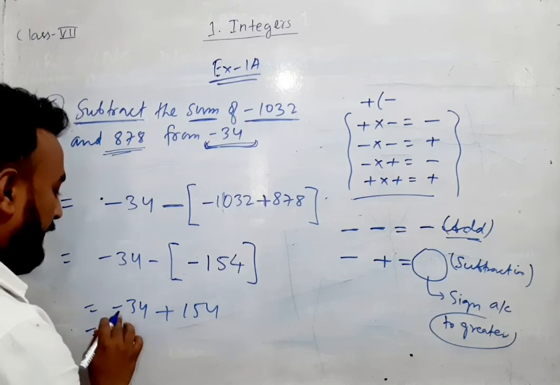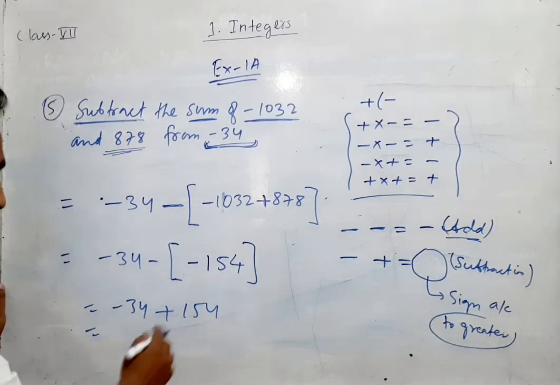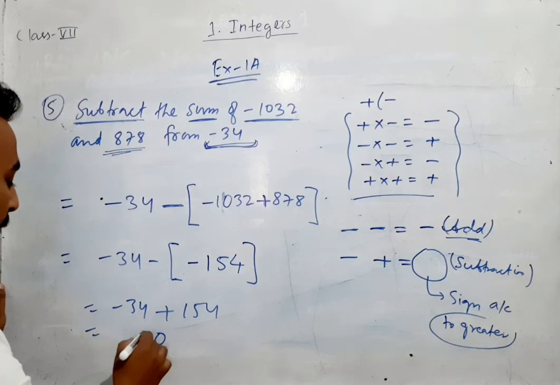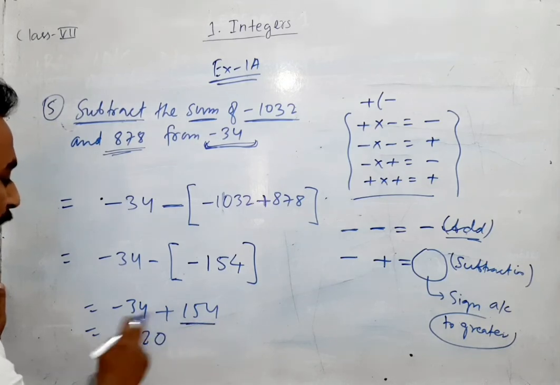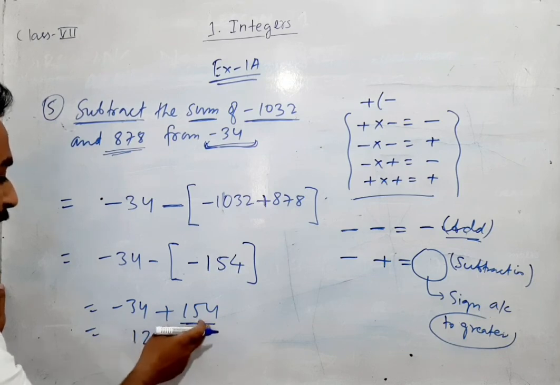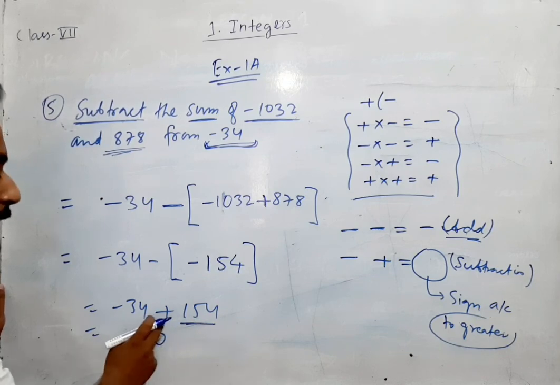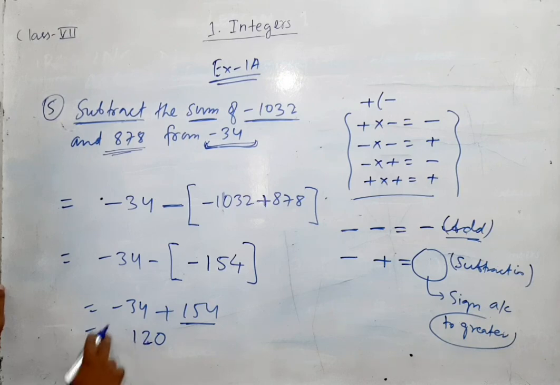So here also you have to subtract: 4 out of 4, 0; 5 out of 3, 2; and here 1. See, between minus 34 and 154, which is greater? 154. And what is the sign of 154 here? Plus. So you have to put the plus sign here. If there is nothing, that means plus sign. So this is your required answer.